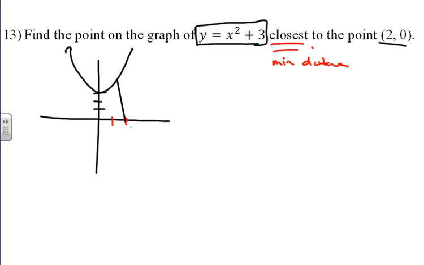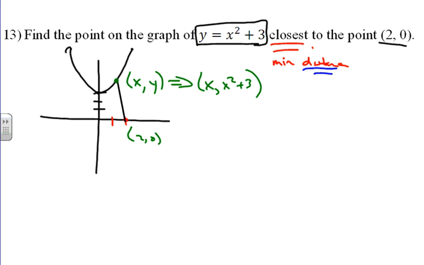So we have one point, which we know is going to be 2, 0. And we have another point somewhere on this graph that's going to be, well, our x value and our y value. Now, we're going to put y in terms of x. So it's going to be y and x squared plus 3. So that's our other point. Now, with these 2 points, what we can do is we need to find the minimum distance.